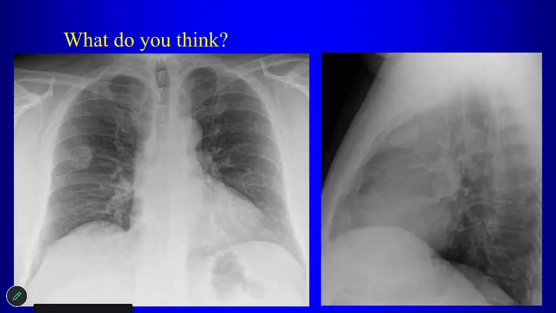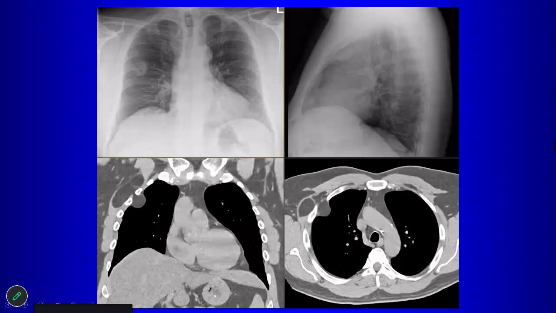Is there anything else you might include in the differential? What do you want to see? What's the answer? Oh, it's a lipoma. This is a lipoma. This is the most common benign pleural neoplasm or mass. These are very common, okay?